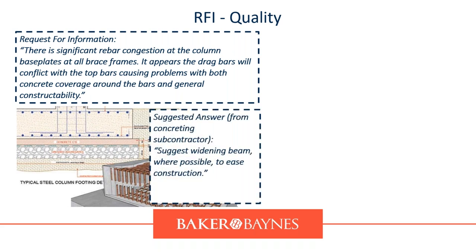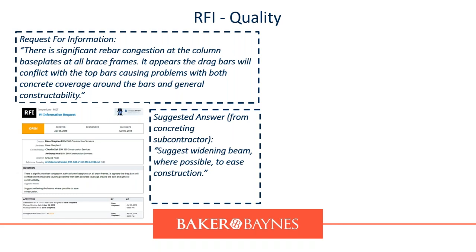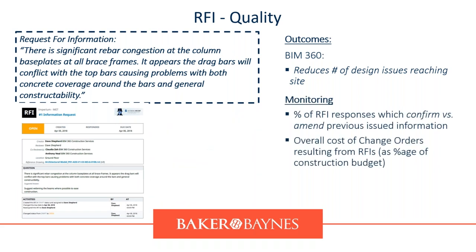Within that RFI that she creates, she can also automatically include a suggested answer. Instead of just sending this out and waiting for everyone on the project to come up with their own possible solution, we could say, we suggest widening the beam to ease the constructability of it, and then create her RFI. So these RFIs often reduce the number of issues reaching the site, in this case, before we actually build it and then realize it's difficult to cover that rebar. We can raise that before it becomes an issue.